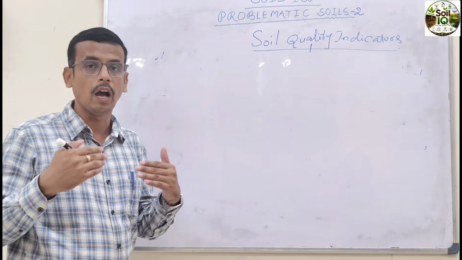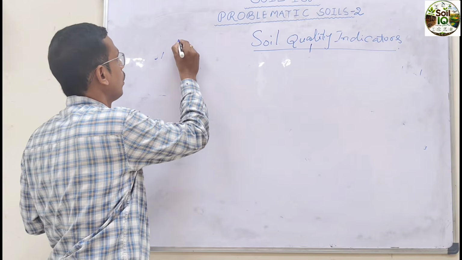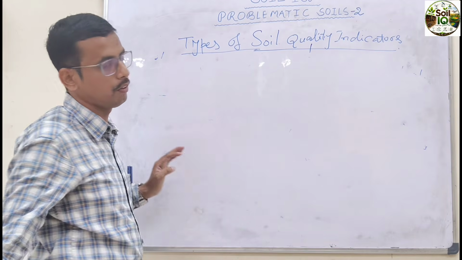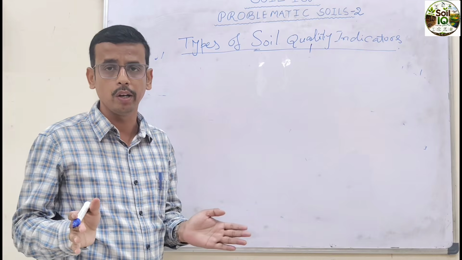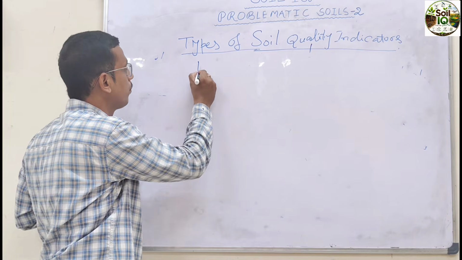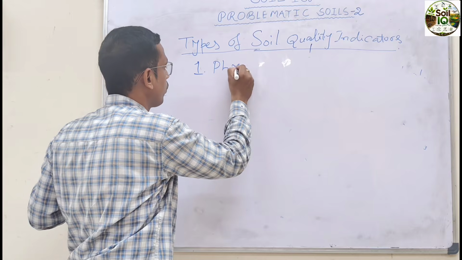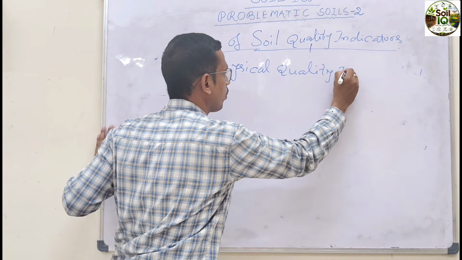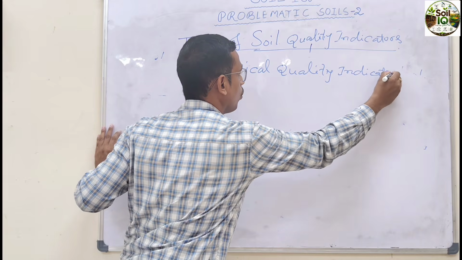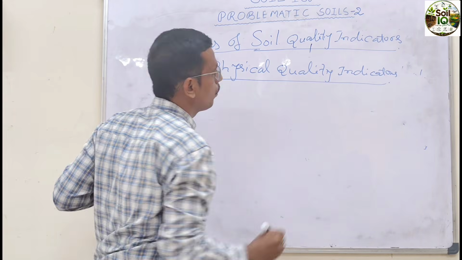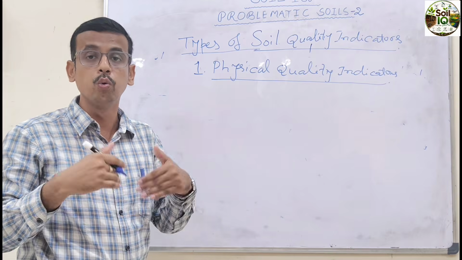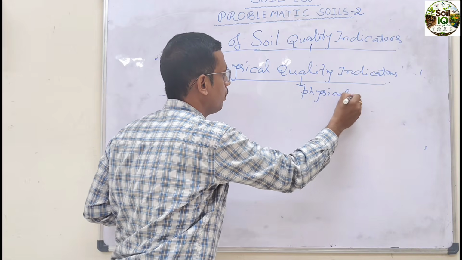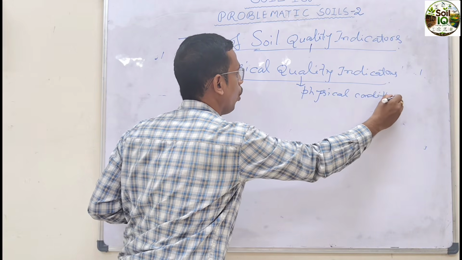Now we will see how many types of soil quality indicators there are. There are different types of soil quality indicators, and we will discuss them one by one. First one is the physical quality indicators. Physical quality indicators are those which indicate the physical condition of the soil.